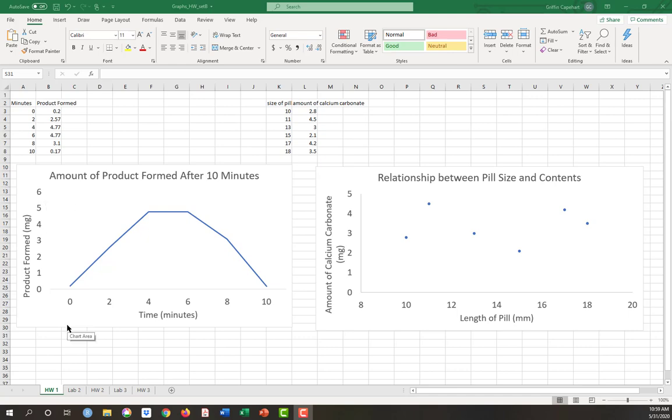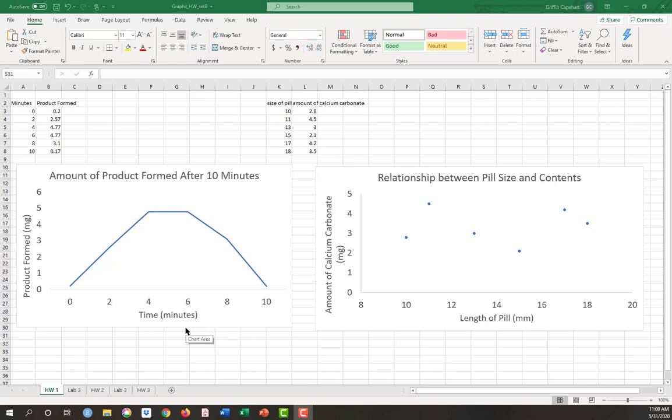In graph making, we put our independent variable along the x-axis, and we put our dependent variable along the y-axis. That is best practice. In this case, our independent or experimental variable is time in minutes. And notice that I have the name of the variable as well as the units.